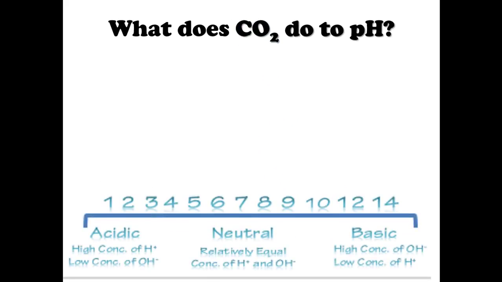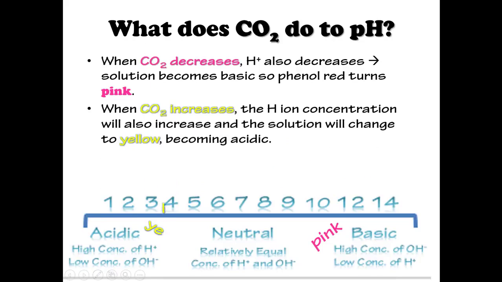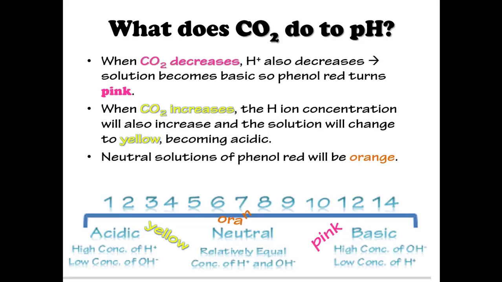Let's see what carbon dioxide does to pH. When carbon dioxide decreases, the hydrogen ion also decreases. When the hydrogen ion decreases, the solution becomes more basic, so the phenol red turns pink. When carbon dioxide increases, the hydrogen ion concentration will also increase, and the solution will change to yellow, becoming acidic. Neutral solutions of phenol red will appear orange.